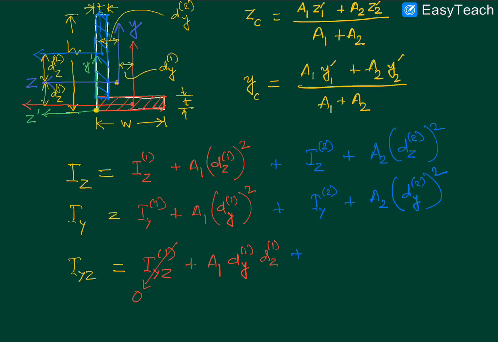In a similar fashion, we also understand that IYZ2 would also be 0, but we will still have a contribution from A2 dy2 dz2. So in this fashion, we can find out the values of IZ, IY, and IYZ.